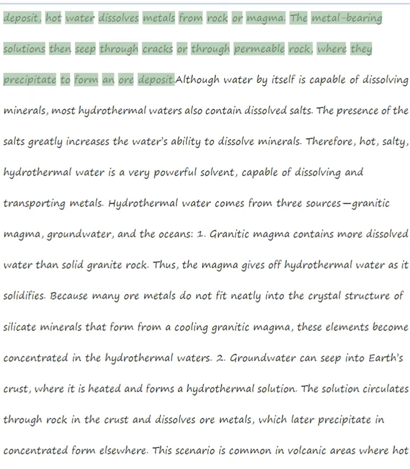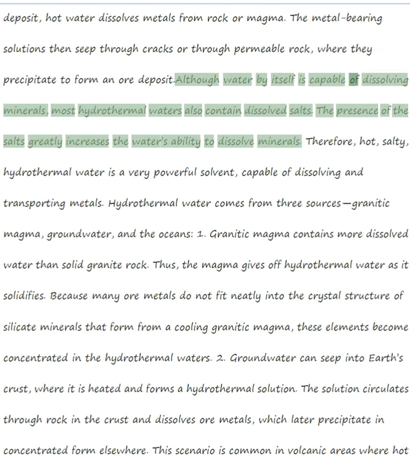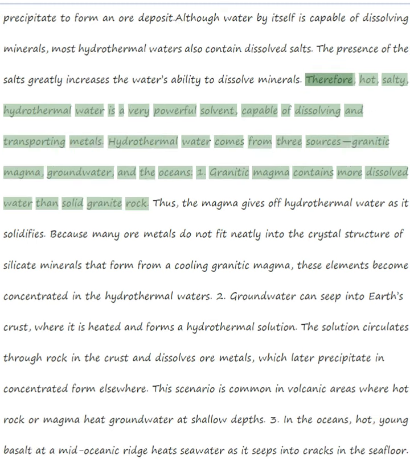To form a hydrothermal ore deposit, hot water dissolves metals from rock or magma. The metal-bearing solutions then seep through cracks or through permeable rock, where they precipitate to form an ore deposit. Although water by itself is capable of dissolving minerals, most hydrothermal waters also contain dissolved salts. The presence of the salts greatly increases the water's ability to dissolve minerals. Therefore, hot, salty, hydrothermal water is a very powerful solvent, capable of dissolving and transporting metals.